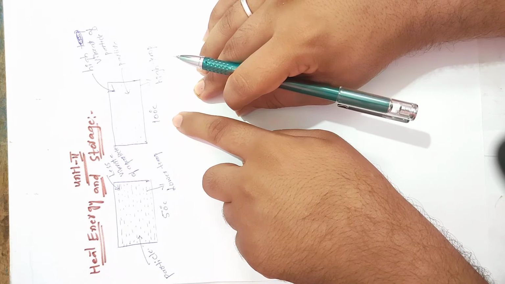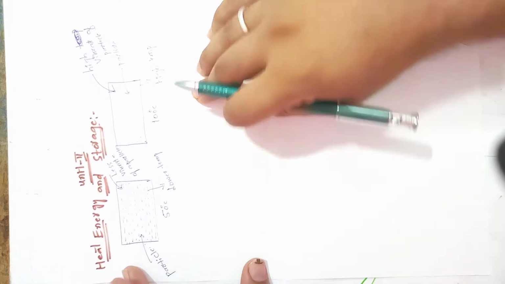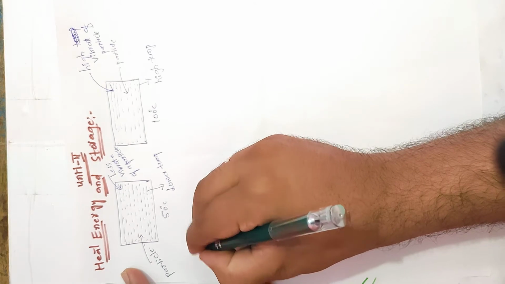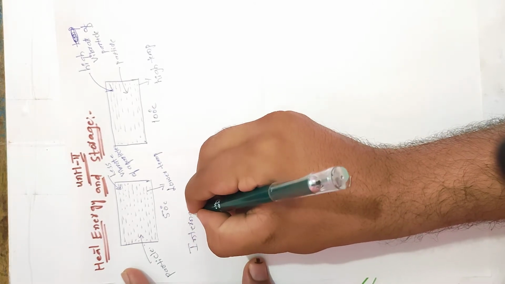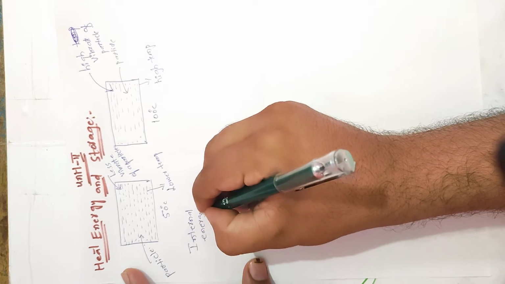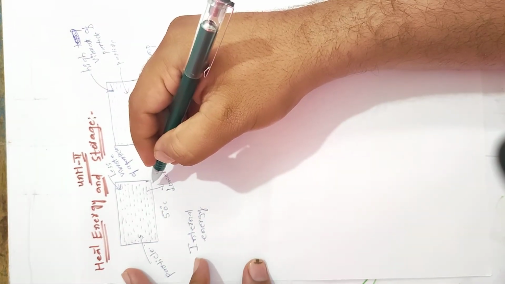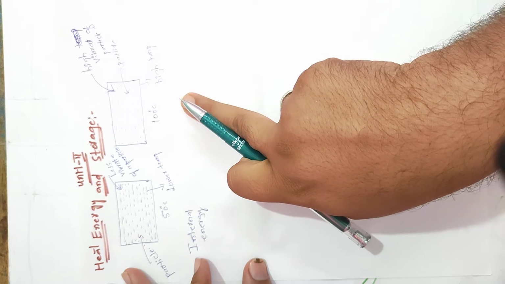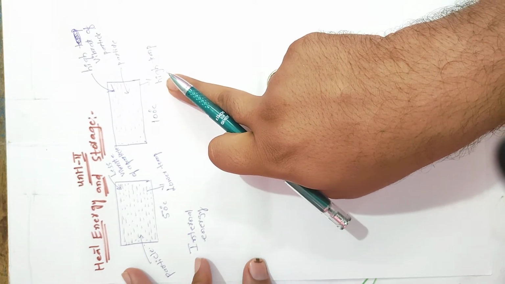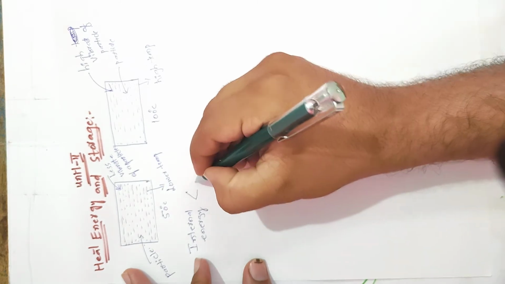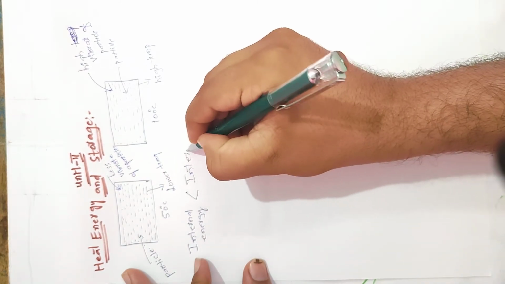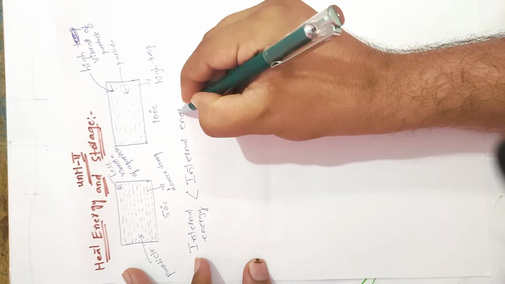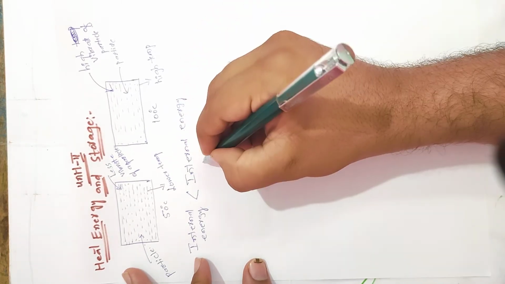So we can understand that the internal energy of the lowest temperature is always less than the internal energy of the higher temperature. Is it right? The internal energy. Is it right? So we understood that in this case the heat energy is constant.